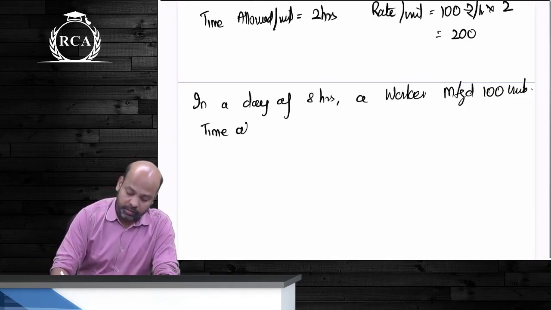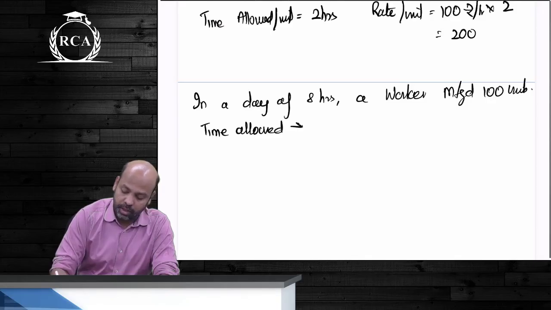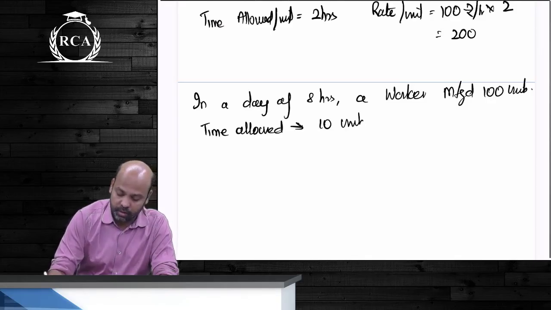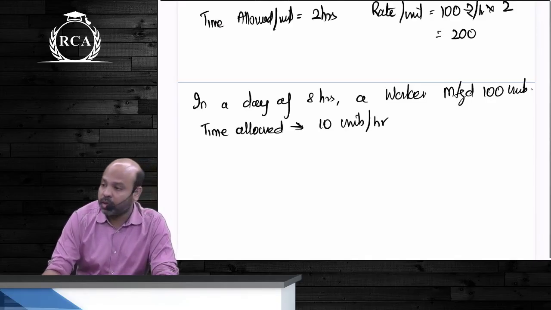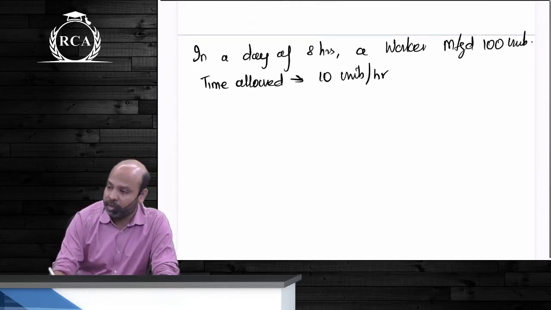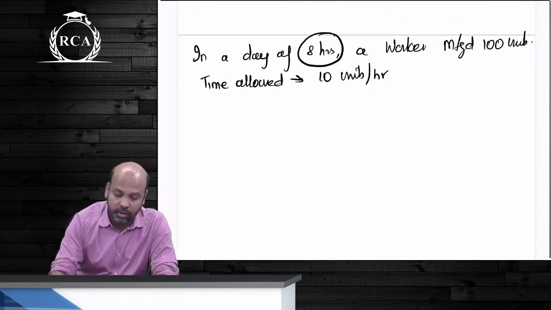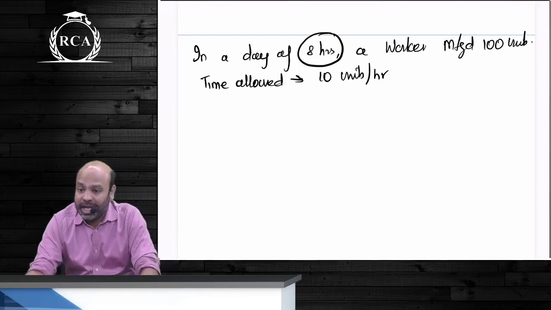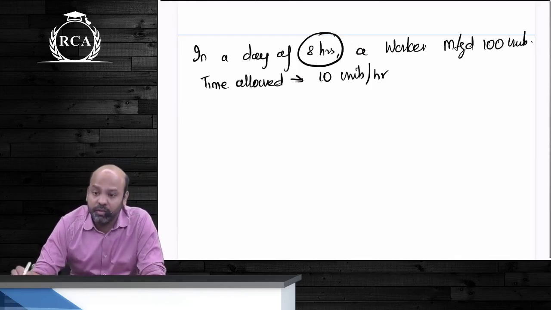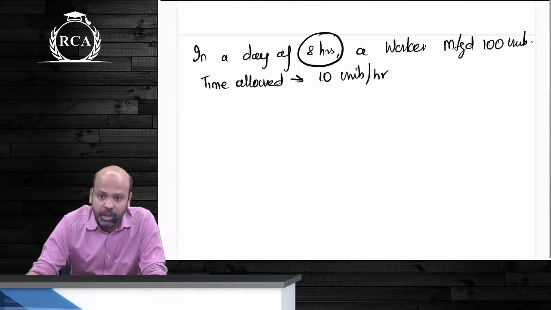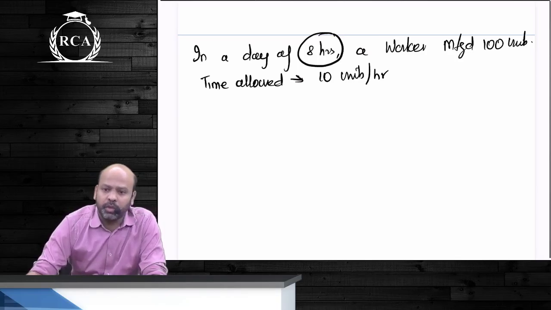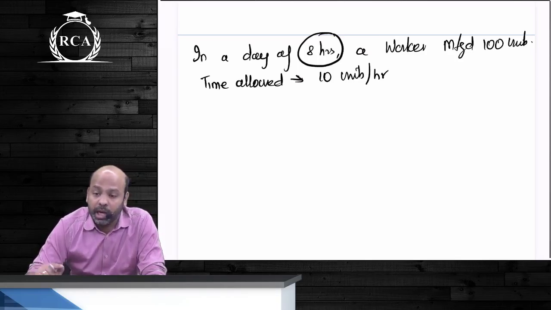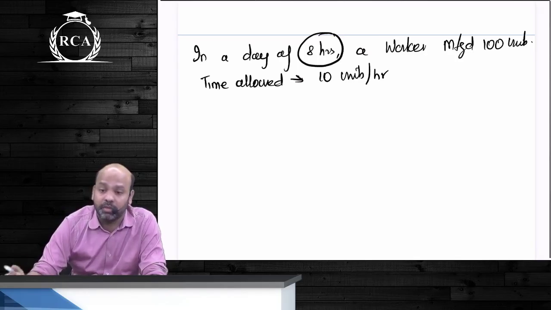Time allowed is 10 units per hour. When they specify a day of 8 hours, it means every worker will work for 8 hours. That becomes time taken, not time allowed. Time allowed is always to be computed on the basis of the output that the worker is manufacturing.